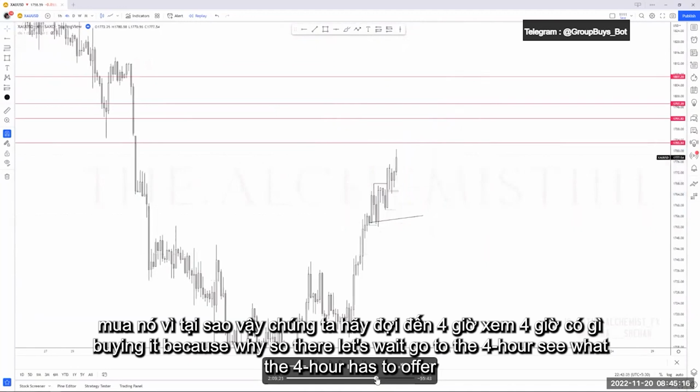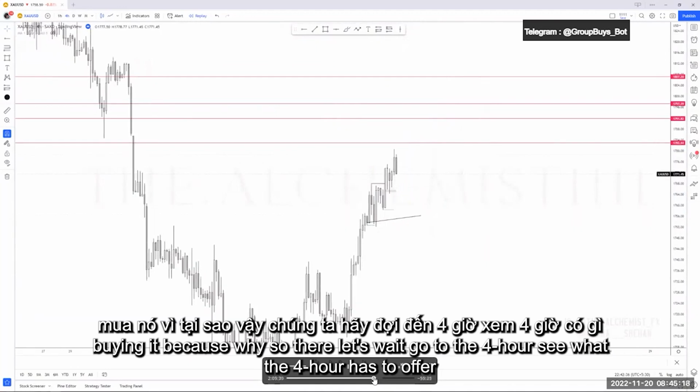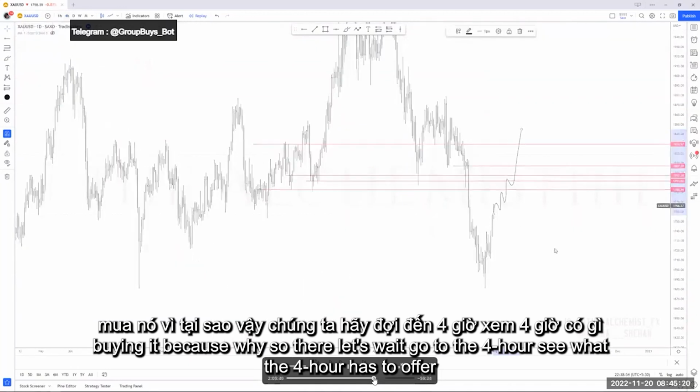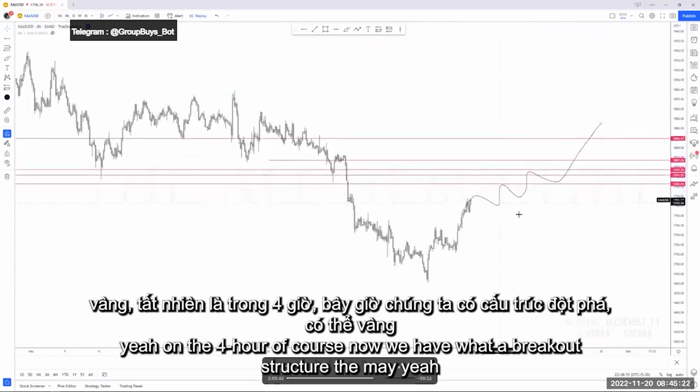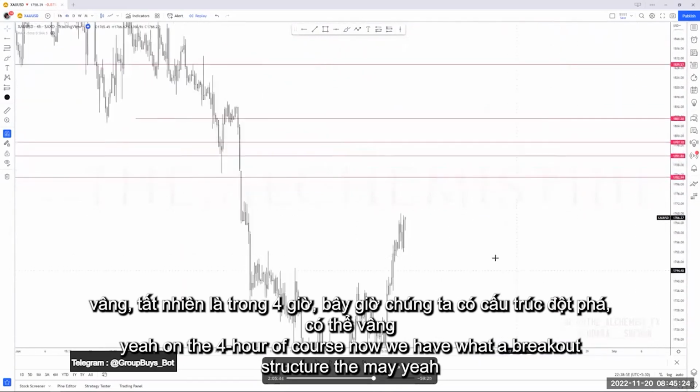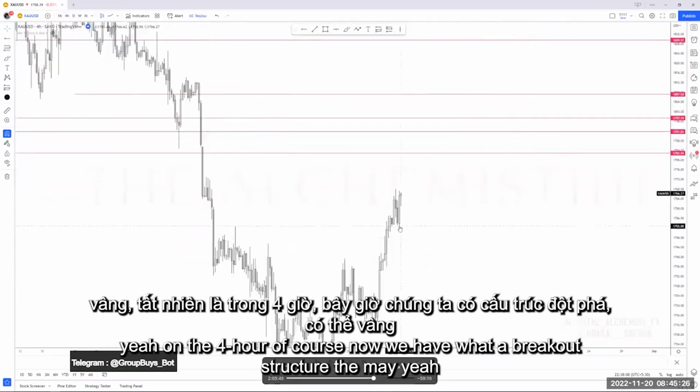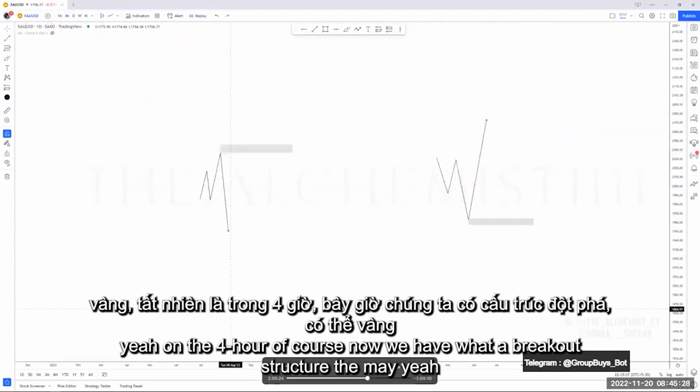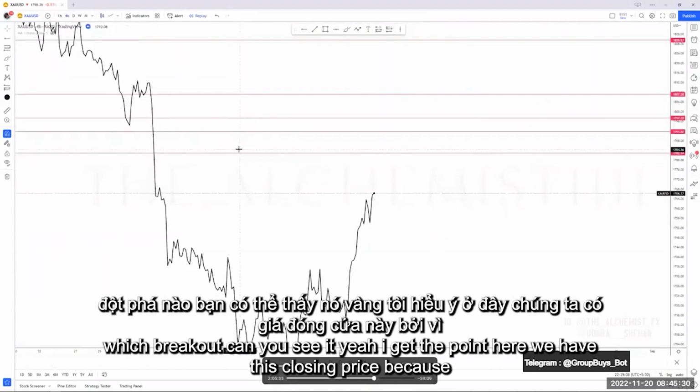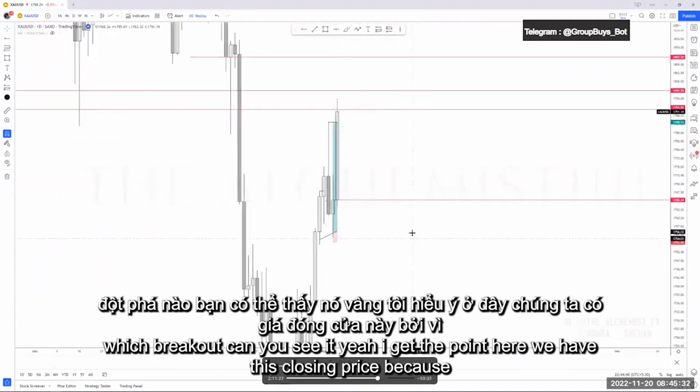So there, let's wait. Go to the 4 hour. See what the 4 hour has to offer. On the 4 hour, of course, now we have what? A breakout structure. Breakout. Can you see it?